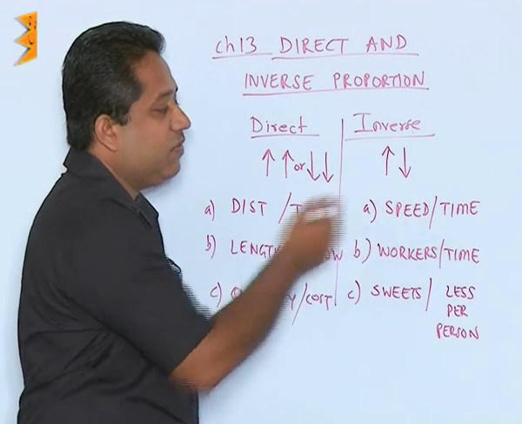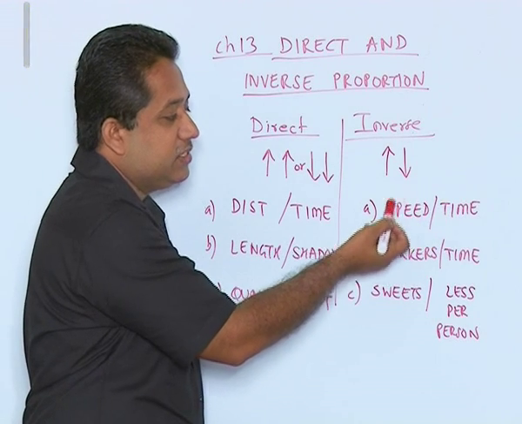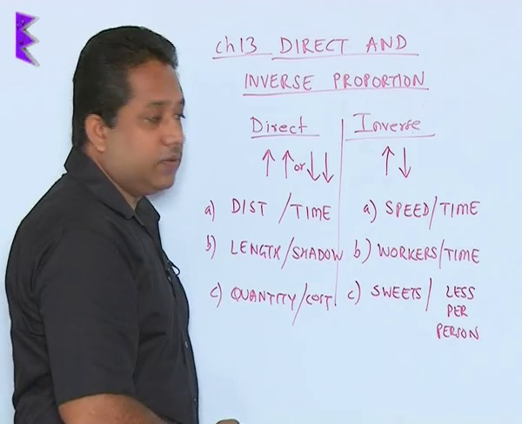So, this is an example of inverse proportion. When one increases, the other decreases. When one decreases, the other increases. So, speed and time are inversely related.